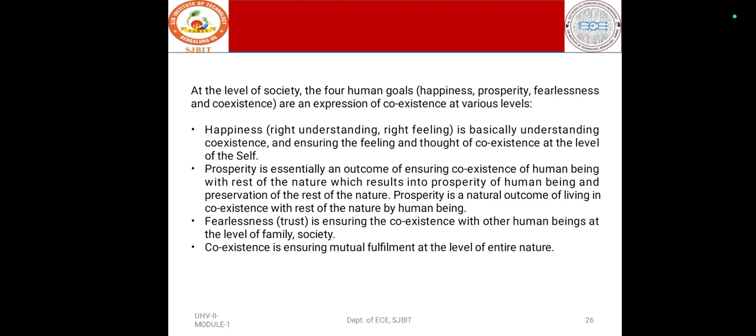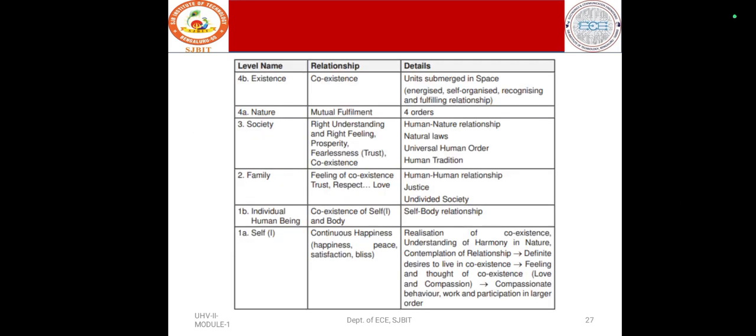Is there anything else other than units? Yes, there is space. There are two types of basic realities in existence. One is space and the other is units. The units are in space.